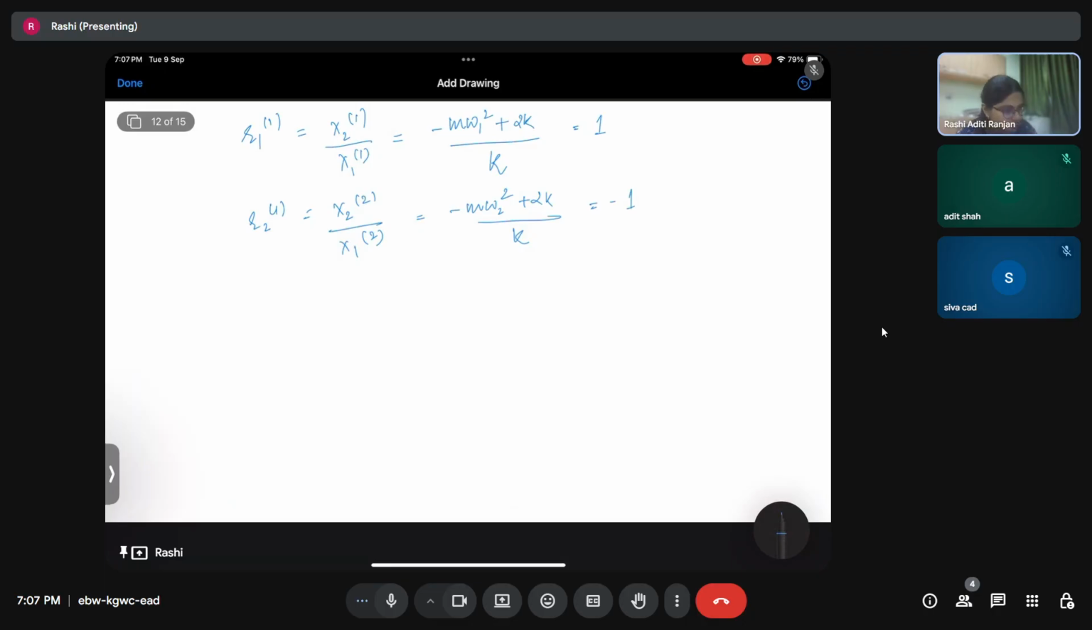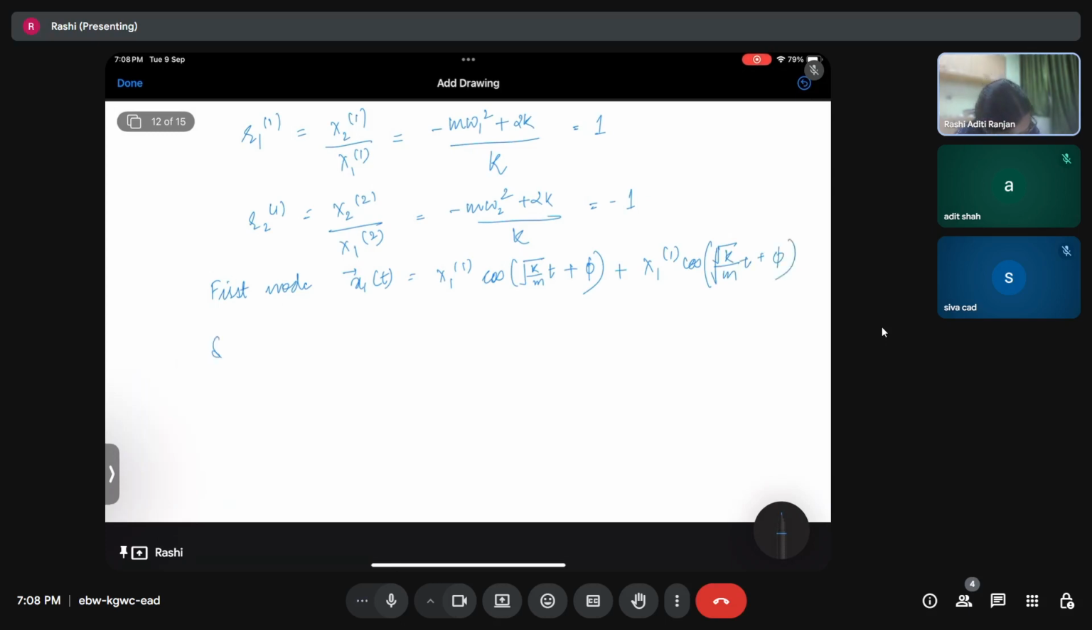So we can write for the first mode, the solution as x1 of t, which is a vector, as what? It's x1 of 1 cos of omega 1, or we can simply write it as under root k by m t, cos of omega t plus phi, plus x1 of 1 cos of omega t plus phi.